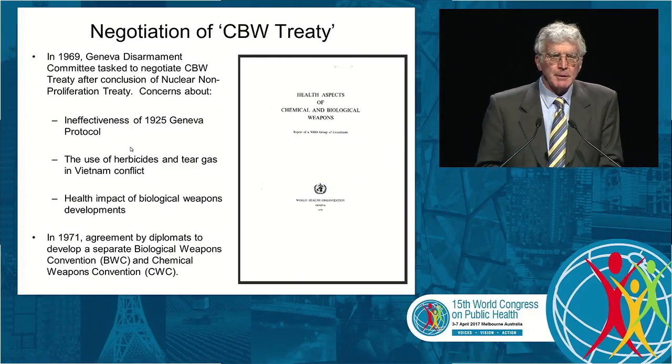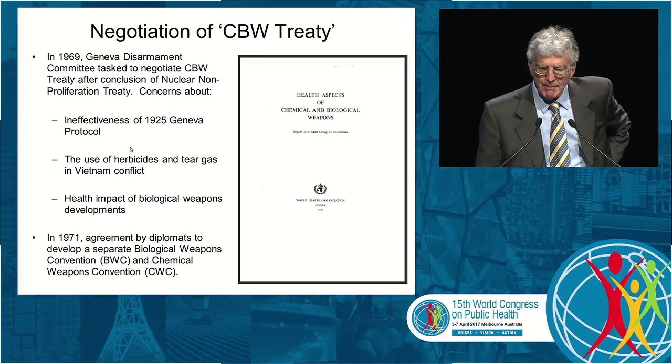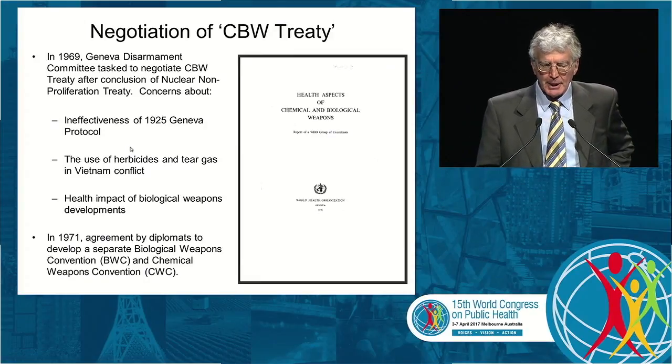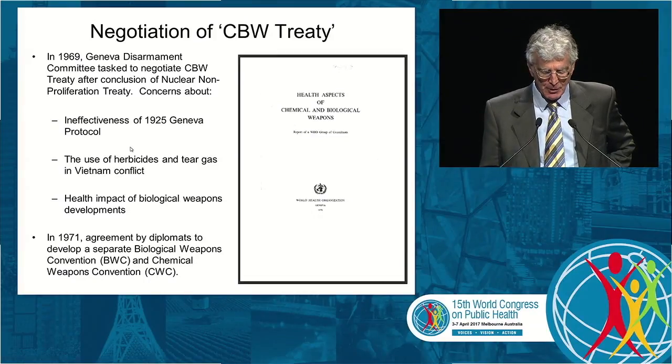Anyway, as a consequence of these developments, in the 60s, the disarmament people in Geneva, the treaty negotiators, initially developed the Partial Test Ban Treaty, which was mentioned earlier.